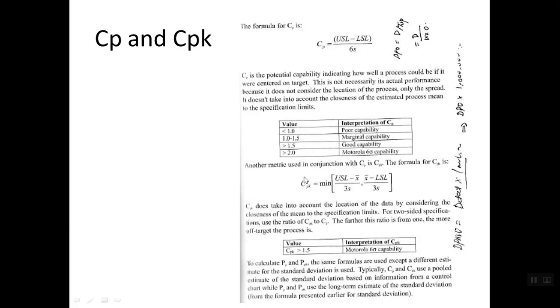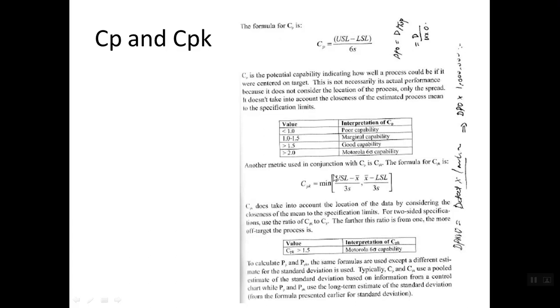And then about the CPK, actually, you take the upper limit minus the average, the mean, divided by 3 times the standard deviation. And then you can calculate another value. So this is the formula. You compare between these, which is the minimum.